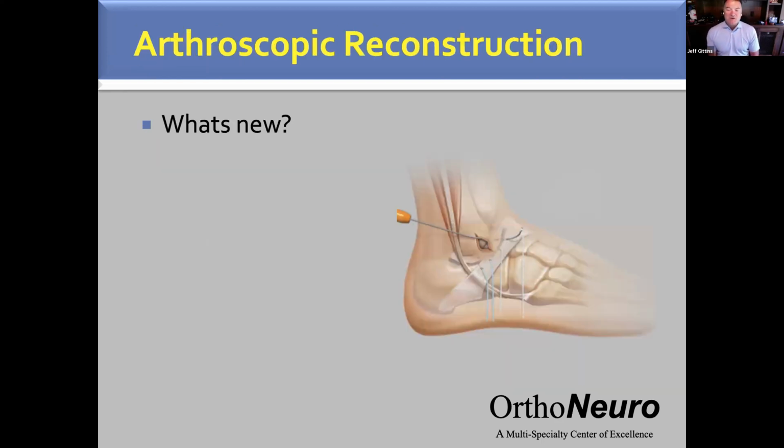What about the newest thing? One of the newest things out right now is doing arthroscopic reconstruction. This is one of the newer things that we're doing more and more research on. Basically, it's still an arthroscopic procedure, but what we do is we pass anchors arthroscopically into the fibular bone, and then we pass sutures arthroscopically through the ligament as well as to the extensor retinaculum.